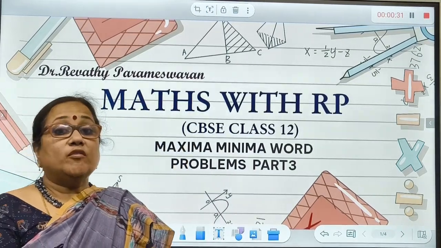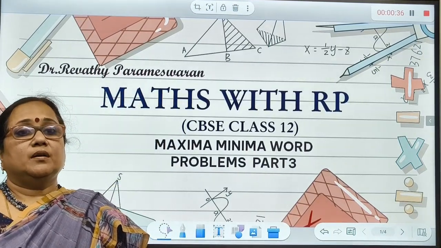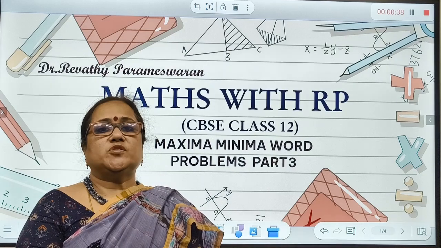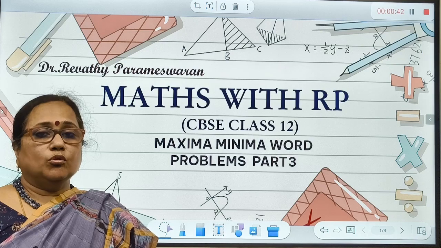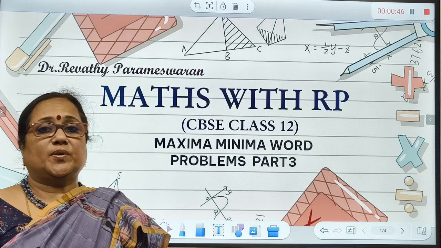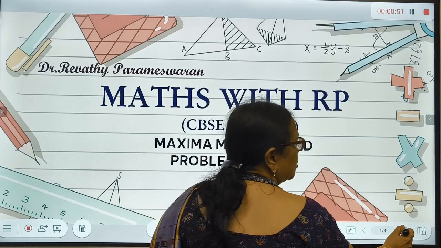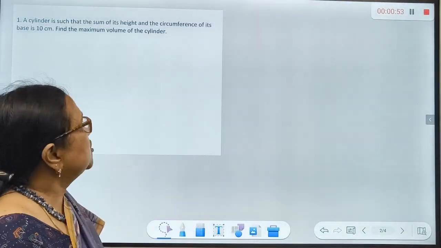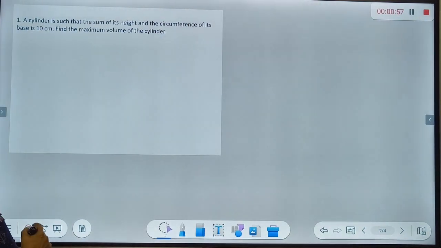So we have been solving word problems involving maxima and minima. There are plenty of problems that you can solve for practice so that you understand the underlying content and the principle behind maxima and minima. So we are going to solve some more problems today. Okay, the first problem is the following.